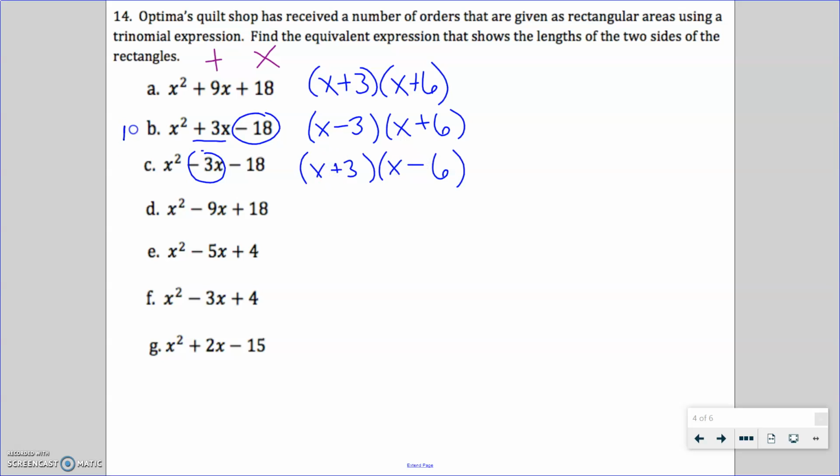Look at how similar B and C are. And all that changed was a positive or negative. That's why I'm so tough on you guys about little operations and little steps, is because it makes a big difference.